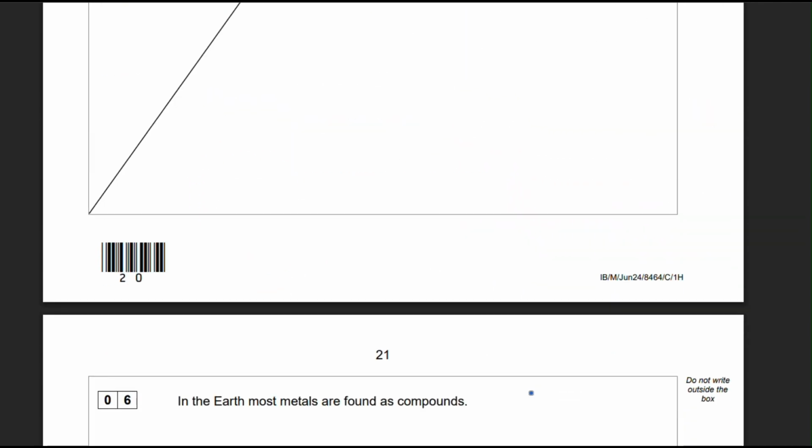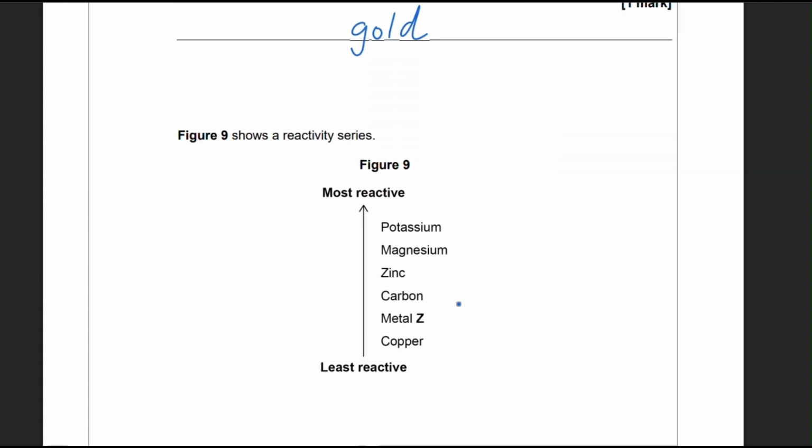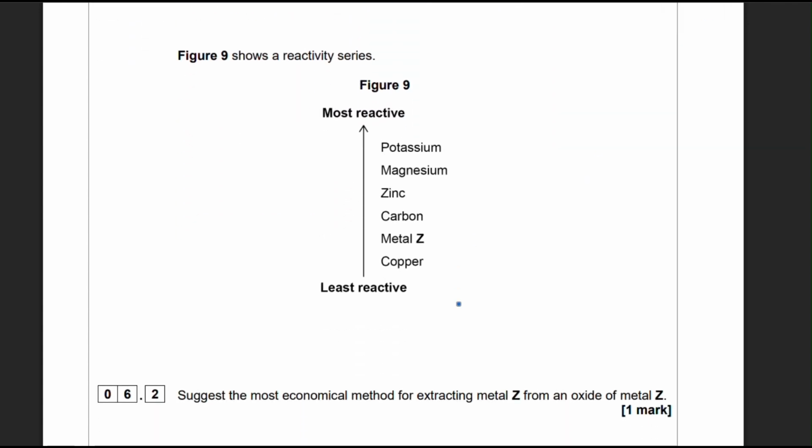Okay, now moving on to the next question. In the earth, most metals are found as compounds. Name one metal that is found in the earth as the metal itself. That's quite straightforward. It is gold, because gold is unreactive, and you know this from gold mining and things like that.